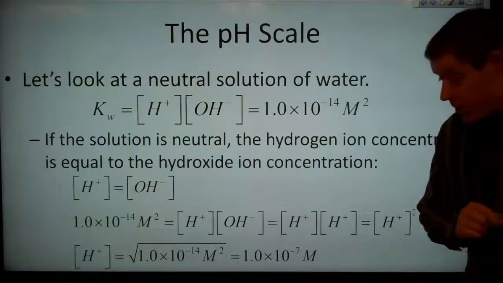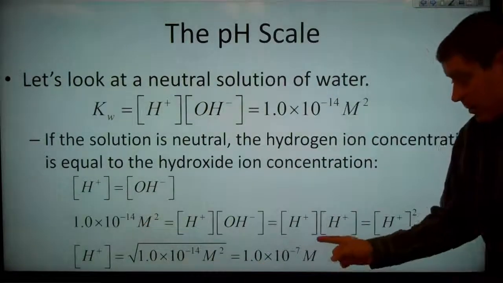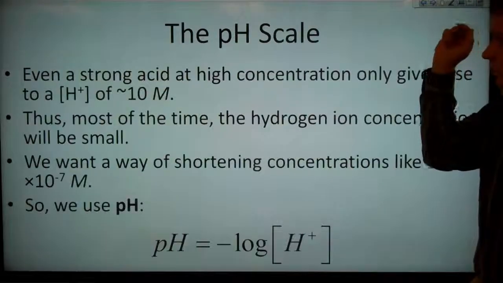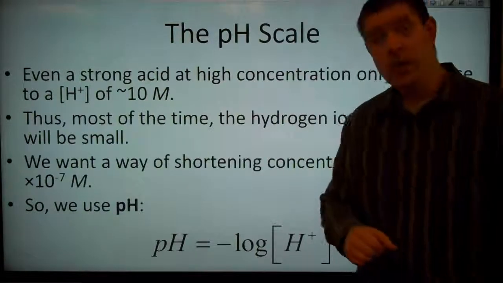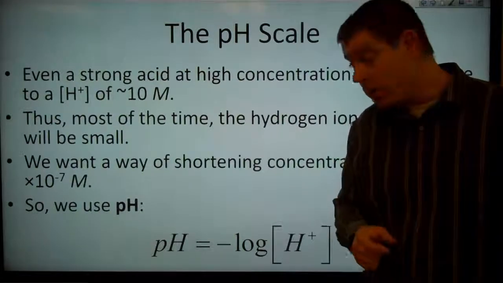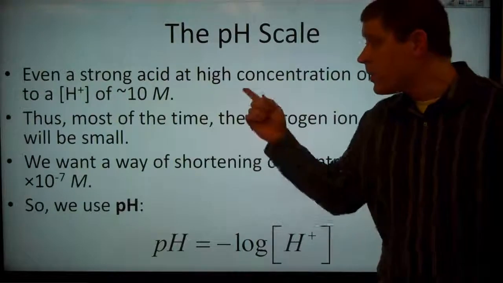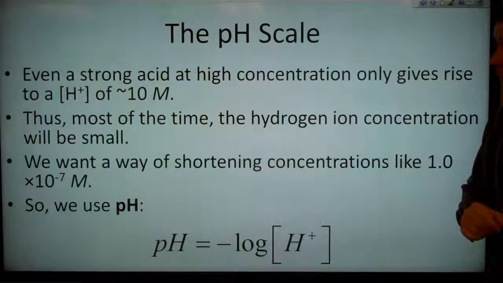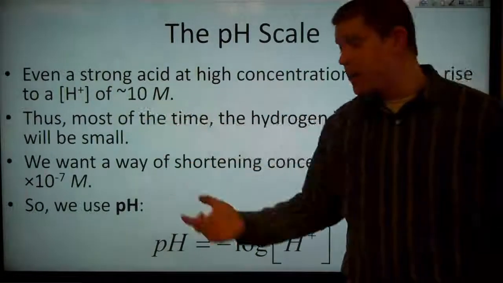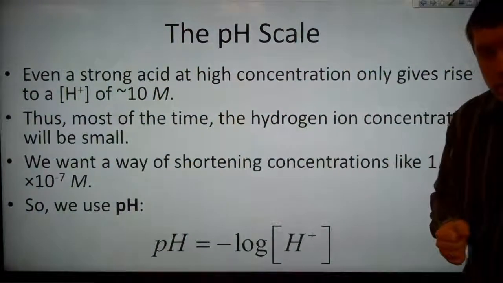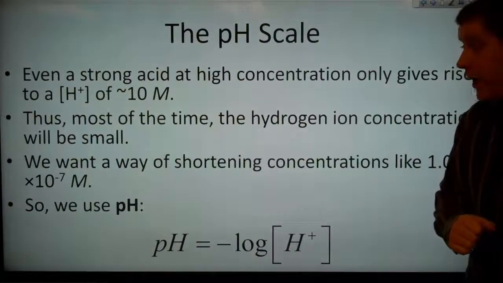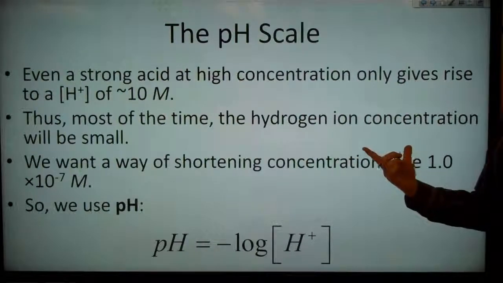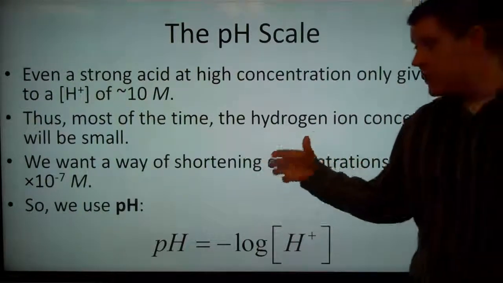So in a neutral solution, the hydrogen ion concentration is going to be 1.0 times 10 to the minus 7 molar. The hydroxide ion concentration will also be 1.0 times 10 to the minus 7 molar because we know they're equal. So here, even a strong acid at high concentration only gives us a hydrogen ion concentration of around 10 molar or so. And that's rather concentrated. So this means that most of the time our hydrogen ion concentration is going to be small. It's going to be significantly less than 1.